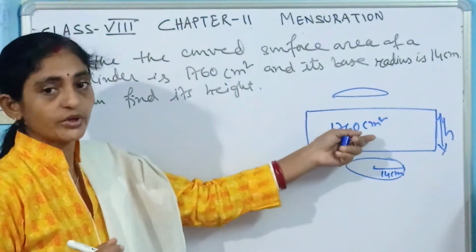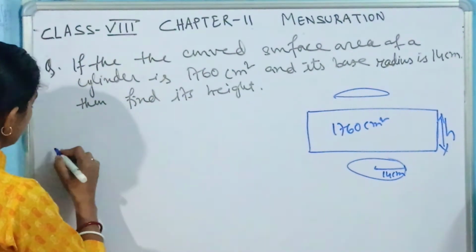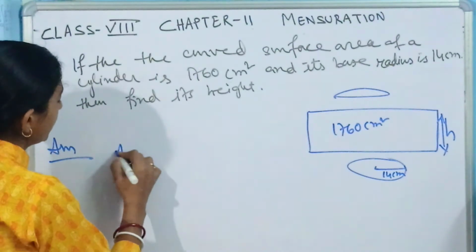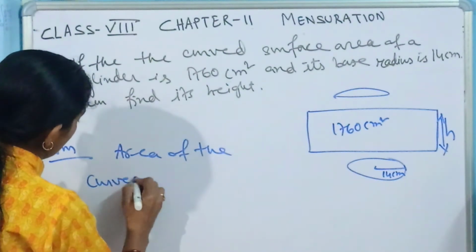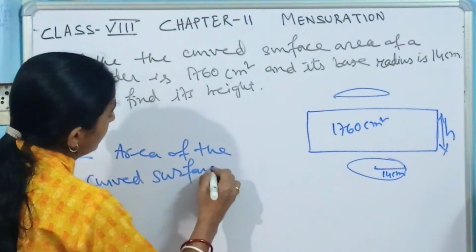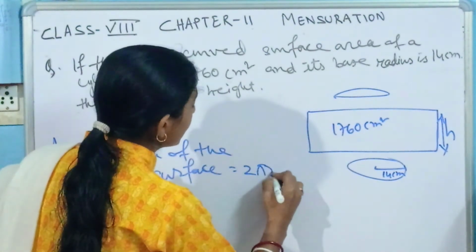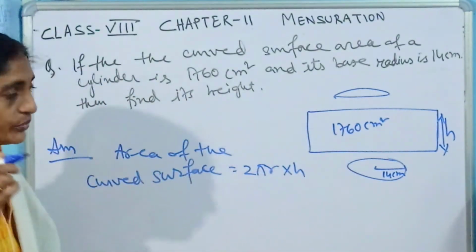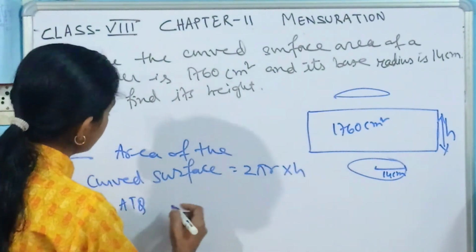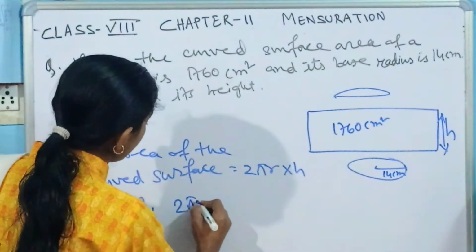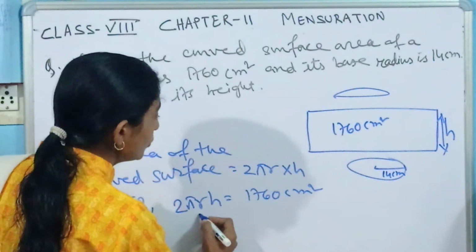The lateral surface area, or the area of the curved surface, is equal to what? That is equal to 2 pi r h, which we got earlier when I proved this. And according to the question, 2 pi r h is equal to 1760 centimeter square. Here we know the value of r.